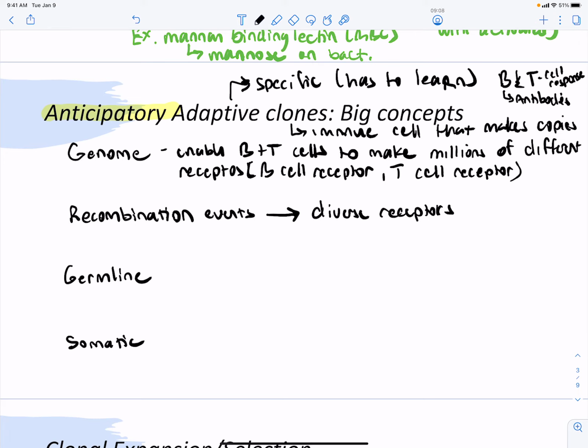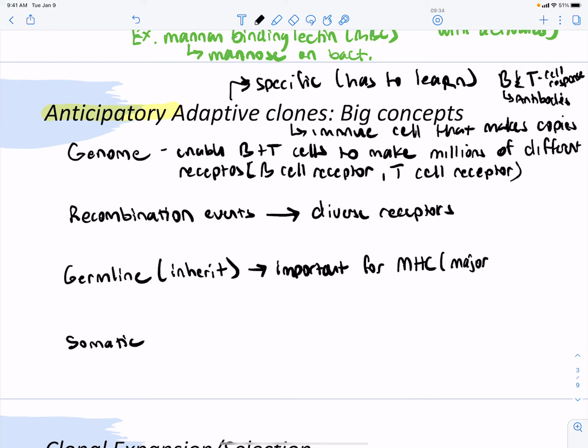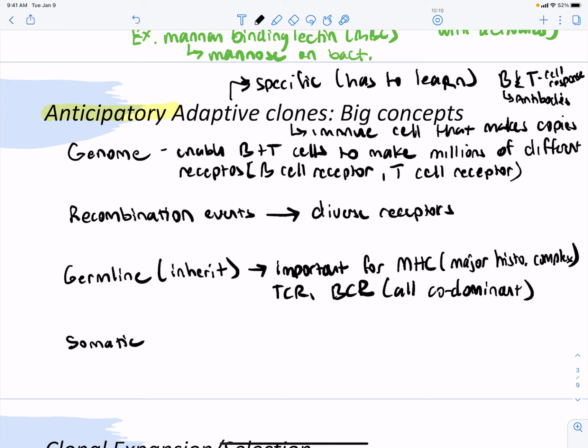So we have our germline. Germline is what you inherit. So this is what you get from your mother and from your father. You're going to inherit germline DNA. And germline DNA is going to be important for your adaptive immune response molecules. So it's going to be important for those MHC molecules, major histocompatibility. And this is a complex. For your T cell receptor, for your B cell receptor. And so those are all going to be inherited. So you are going to get from your mother and from your father copies of their genes, and these genes are going to be codominant. And this is important, which we'll talk about diversity in a future talk.